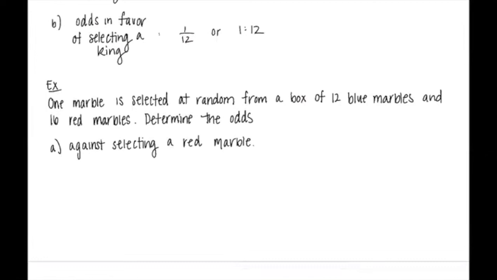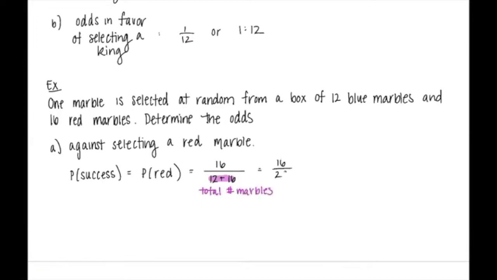So first, we need to determine our probability that we're successful. And so it's against a red marble. That would mean our success of the event would be we get a red. So we've got 16 red marbles out of a total of 12 plus 16, or 28 marbles. So this here is the total number of marbles. So really, you have a 16 out of 28 chance of getting a red marble. And these are both divisible by 4. So that's really a 4 in 7 chance that you're going to have a red marble.